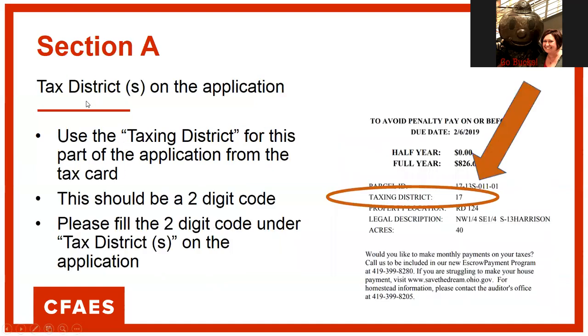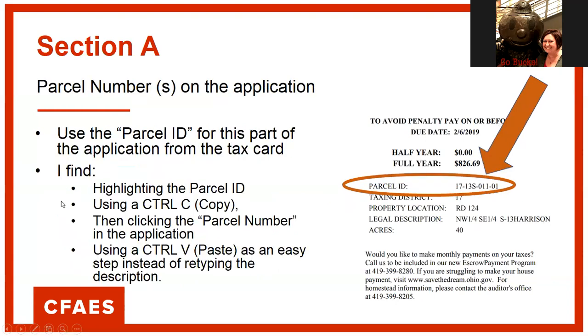The next part of the application, there's a box, kind of a chart, and we need to do the tax district on the application. So on the tax statement, it says taxing district. This is a 2-digit code. So you take that 2-digit code, click back in the application under tax district, and put that one in.